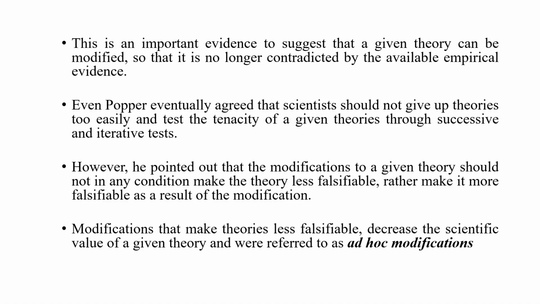in great detail. So this evidence suggests that a given theory can be modified so that it is no longer contradicted by the available empirical evidence. Even Popper eventually agreed that scientists should not give up theories too easily and should first test the tenacity of the given theories through successive and iterative tests. So, multiple tests of falsification. However, interestingly, he points out that the modifications to a given theory should not in any condition make the theory less falsifiable. So he was actually against ad hoc modifications.